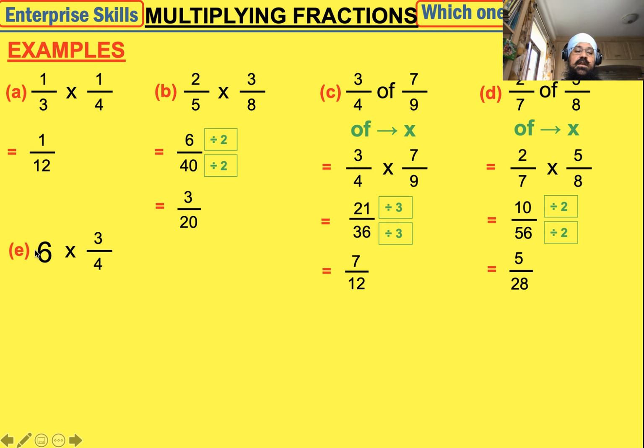Sometimes they give you questions like this, question C: 6 times 3 over 4. That looks slightly tricky, but it's not. It's just the way they've written the question is slightly strange. So this basically means 6 over 1.